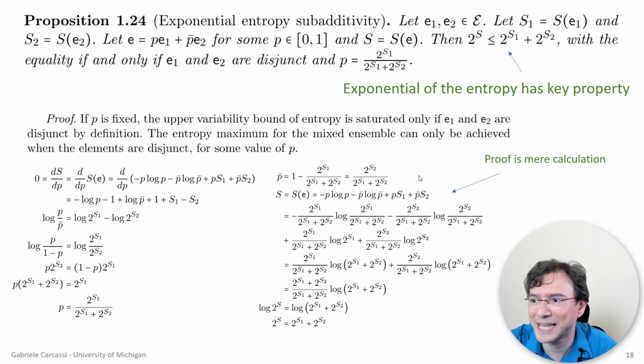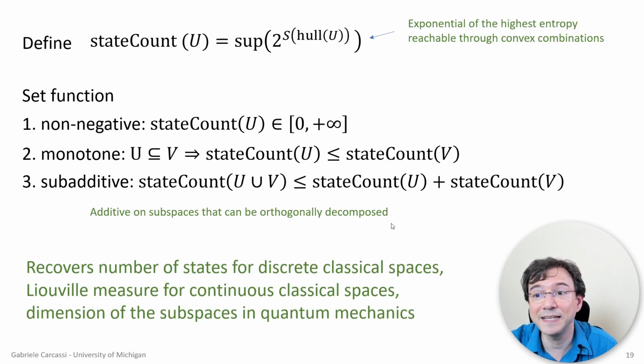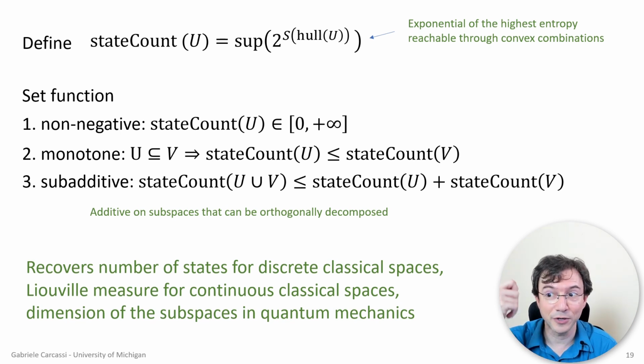And this is essentially a very general thing that is valid for classical mechanics, quantum mechanics, and quite frankly, even if you don't know what space it is, as long as we satisfy those axioms, this is always going to be valid. And so the idea is to define a state count, given a set or ensemble, as the supremum of the exponential entropy of the hull. That is, you take all the possible convex combinations, which is the hull, you calculate all the entropies, you calculate the exponential of all those entropies, and then you take the biggest one, you take the supremum.